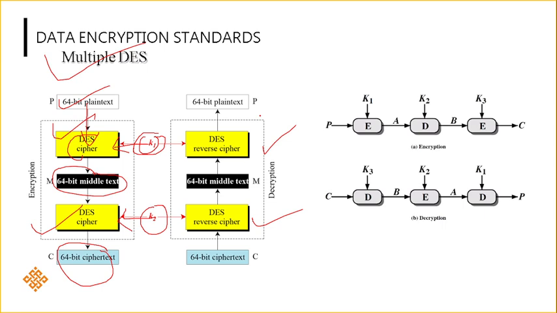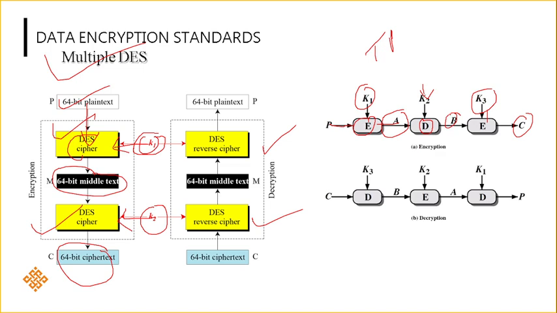If you want it still stronger, you can go for triple DES. You need to do the process three times. The first time you do the encryption with key 1. The output you get, you decrypt with key 2. And the output you get, you again encrypt with key 3. Then finally what you get is the ciphertext.